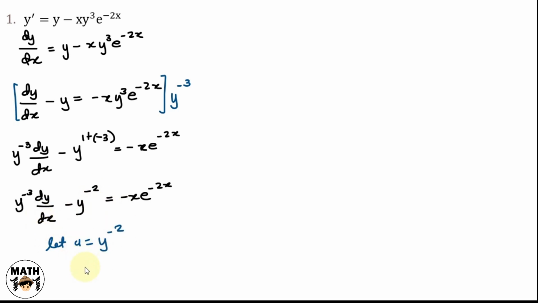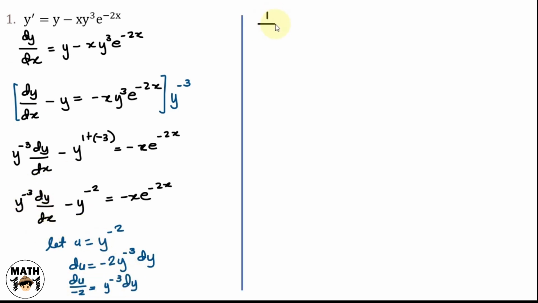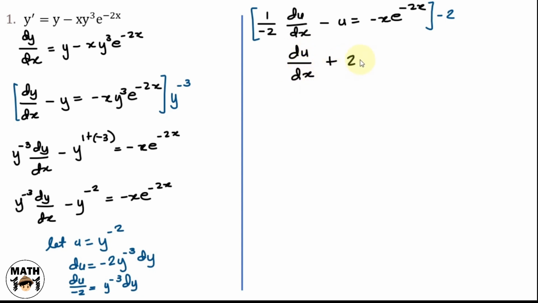Taking the derivative of this equation, we'll get derivative of u equals negative 2, y raised to negative 3 dy. Then solving for this, kasi equal lang yun dito, we'll get du over negative 2 is equal to y raised to negative 3 dy. Substituting this for this, we'll get 1 over negative 2, derivative of u with respect to x, minus, palitan natin si y raised to negative 2 ng u, equals negative x, e raised to negative 2x. Then, tanggalin natin to by multiplying the whole equation by negative 2. Derivative of u with respect to x plus 2u equals 2x e raised to negative 2x.